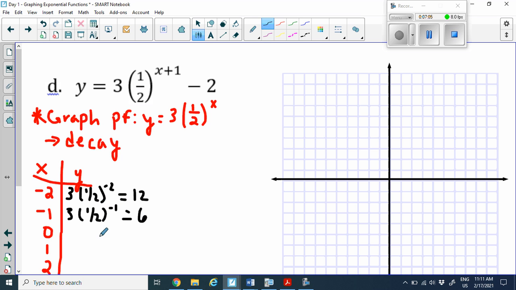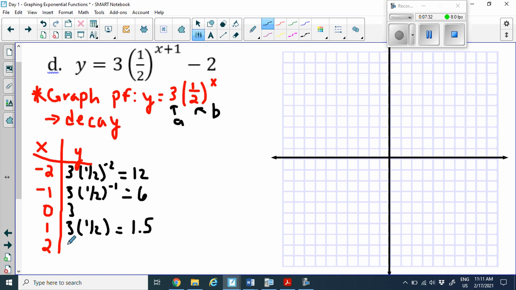Don't forget, make sure you use PEMDAS. So we do exponents first and then multiply. Know that 3 is our a value. So that does tell us what our y-intercept is. So it's going to be 3. And then we know that 1/2 was our b value. That's why we got decay. So then 3 times 1/2, because 1/2 to the first is just 1/2. That's 3/2 or 1.5.